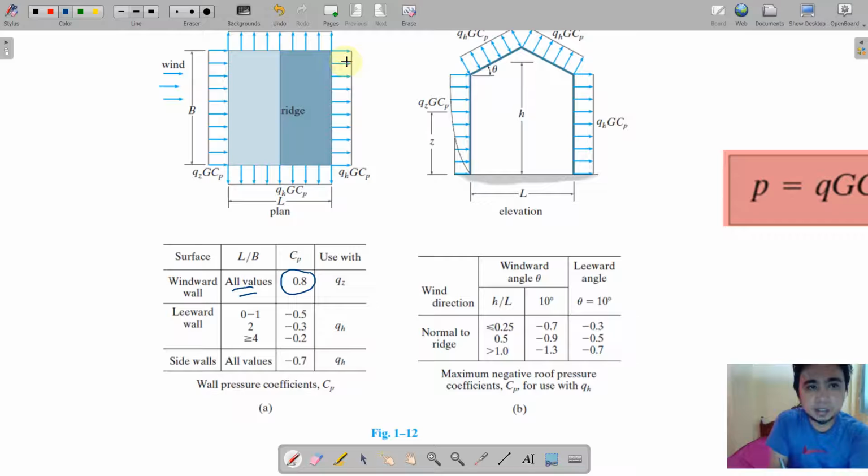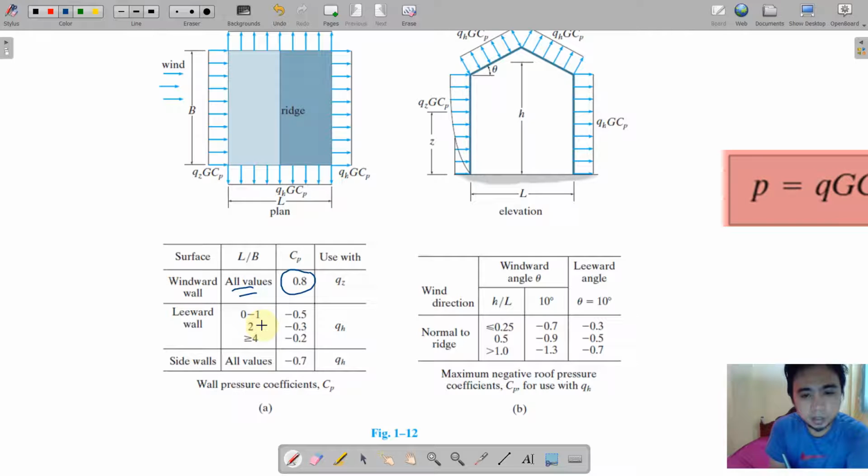dito sa kabila, this is leeward. Kukumputin natin yung L over B. Kapag 0 to 1 yan, within this range, that is negative 0.5. Kapag within the range of 2, that is negative 0.3. Kapag greater than or equal to 4, that is negative 0.2. So, as we can see here, may mga gap yan, di ba? Tatanungin nyo, paano sir pag 1.5? Wala naman dito sa table.